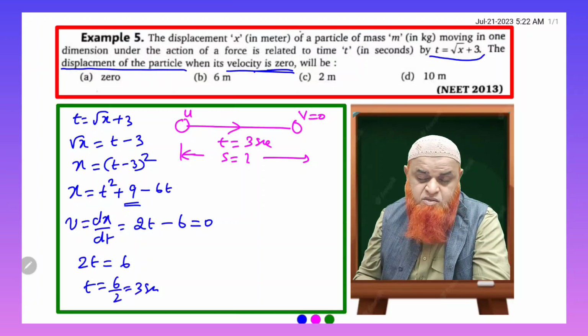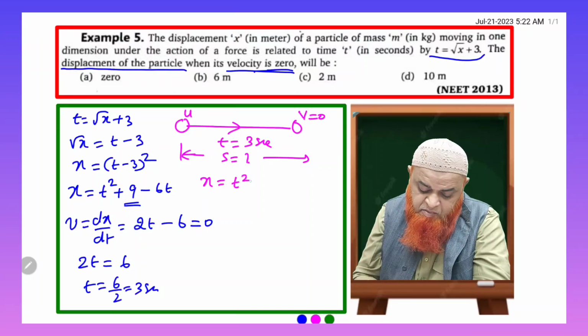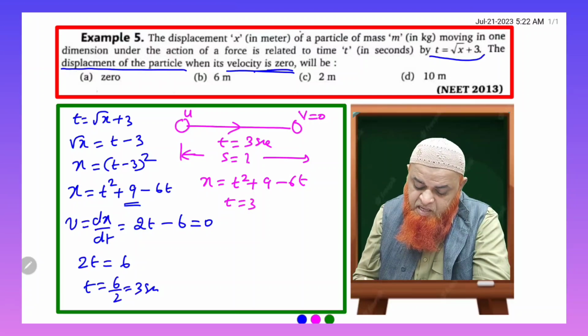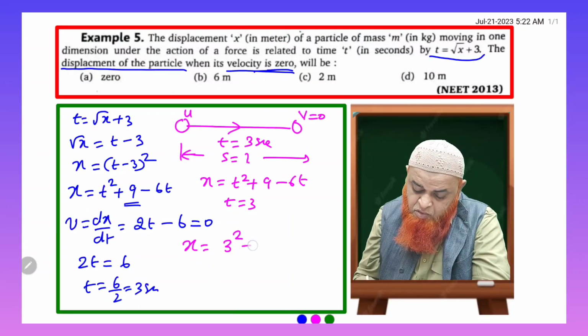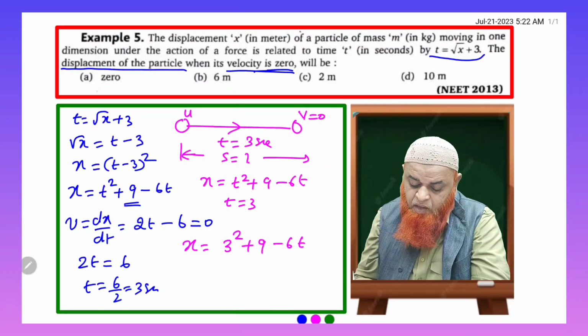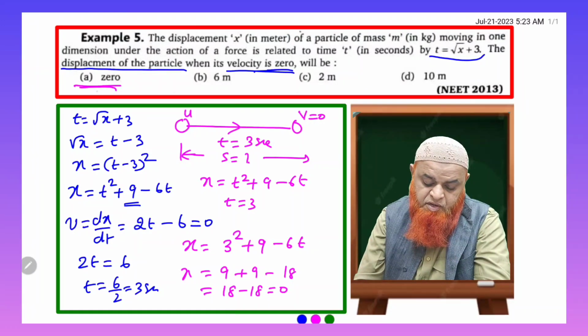Okay, so let us go ahead with this problem now. If you want to find out the displacement, you have to consider the equation of the displacement, that is x is equal to t square plus 9 minus 6t, and you have to place here t is equal to 3 in this equation. Then you will get the displacement here. So therefore x is equal to 3 square plus 9 minus 6 times 3. Okay, so 3 square, therefore x is equal to 9 plus 9 minus 18. So this is 18 minus 18, which is going to be 0. Therefore your answer is going to be 0.